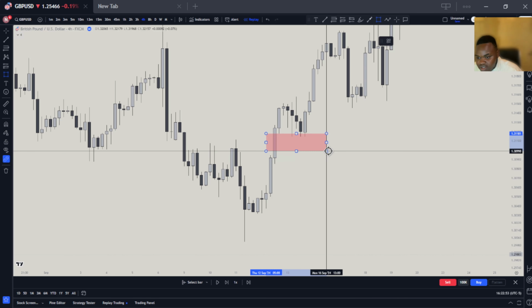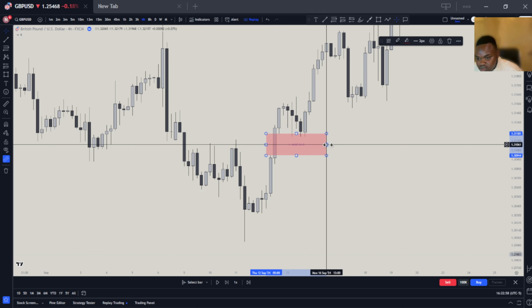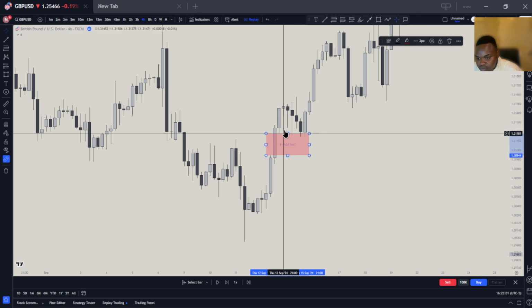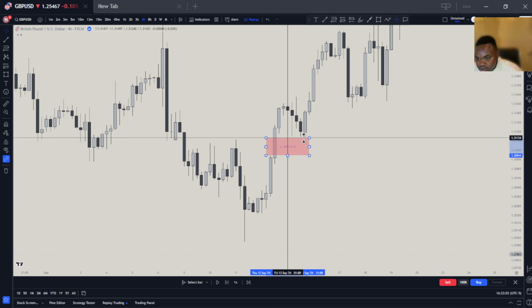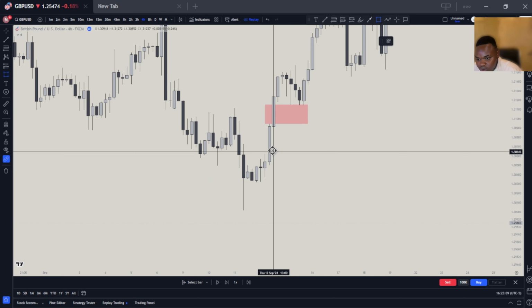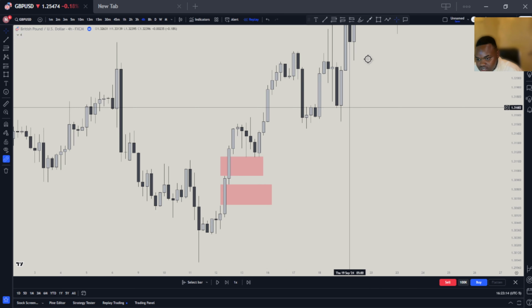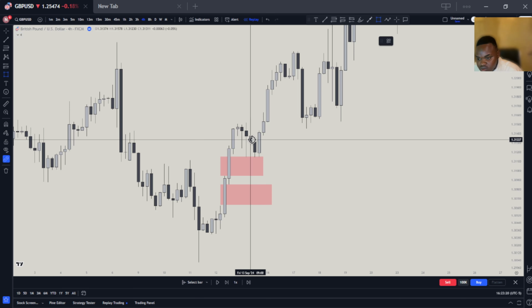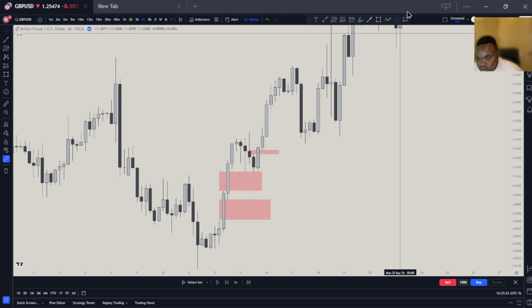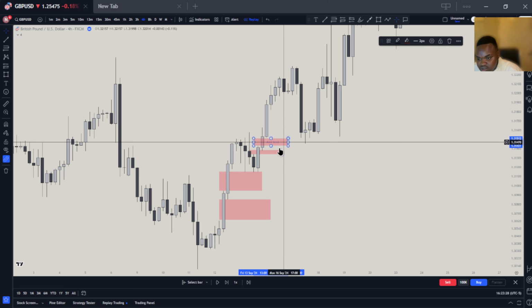As you can see, inefficiency right here. This was the main three candlestick 1, 2, 3. So it's an inefficiency here. Price filled it all to this place, but it doesn't mean it was filled completely. This also was an inefficiency, 1, 2, 3, three candlestick. This right here is an inefficiency also. This right here is an inefficiency. Just look for where there are gaps.